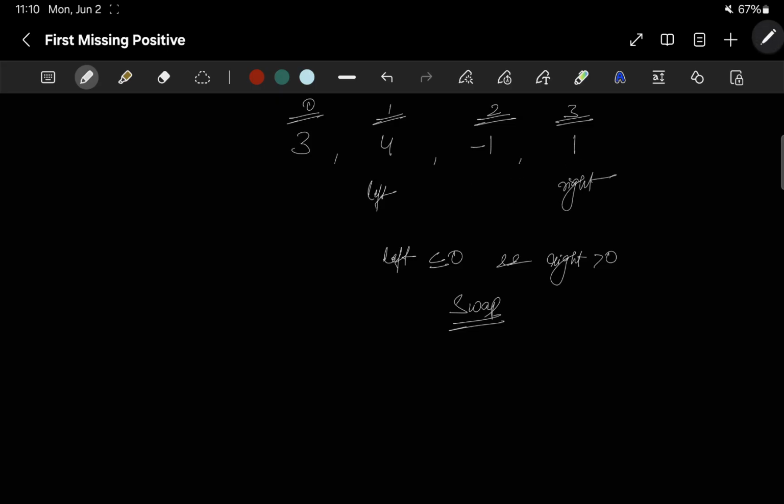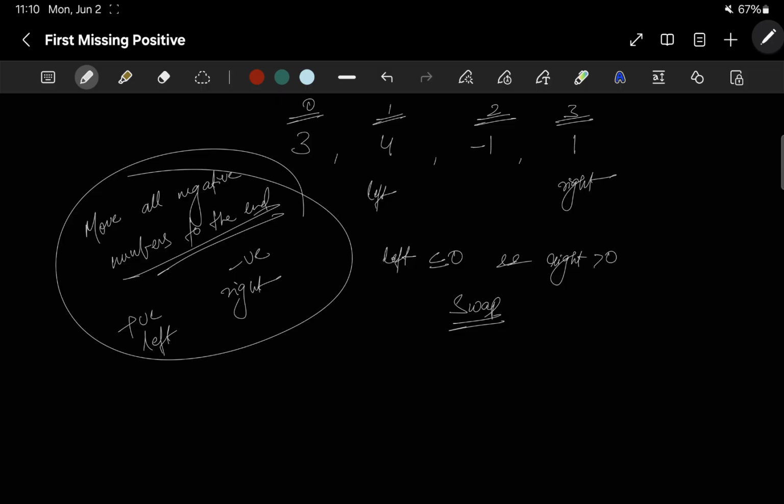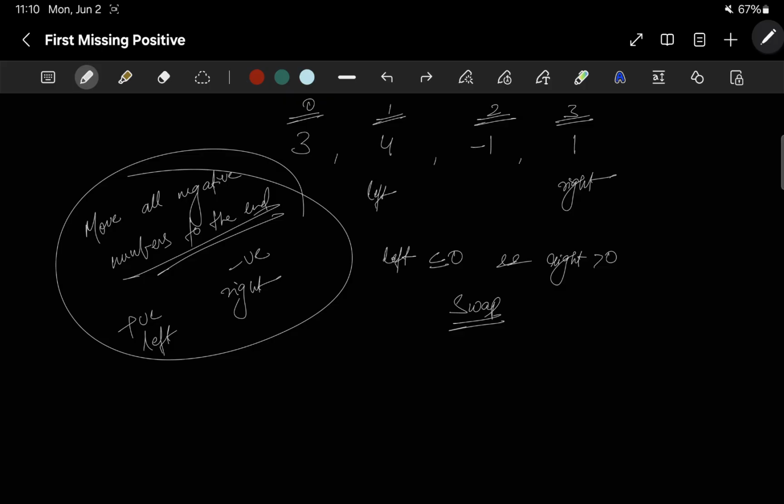Okay, because we are looking to move all negative numbers to the end. So we want all the negative numbers on the right side and all the positive numbers on the left side. If left is positive, we just move left towards the right, and right will be as it is.